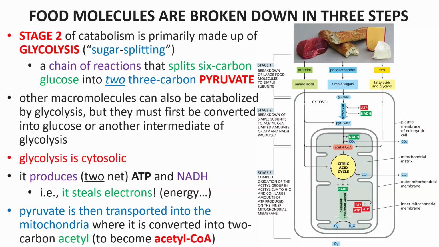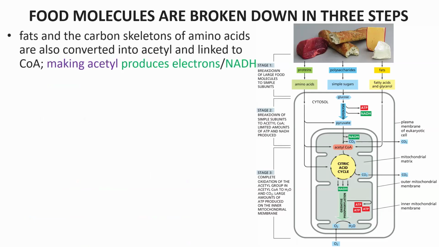In the mitochondria, pyruvate will be converted into acetyl-CoA. That acetyl-CoA will then enter the citric acid cycle, and we'll take it from there.